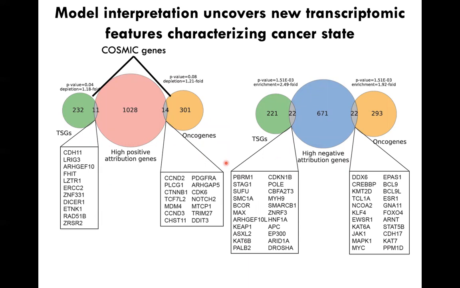in the COSMIC database. If you look at the overlap here between genes that we find with high positive attribution values or genes that are enriched in cancer, and the overlap with COSMIC tumor suppressor genes or oncogenes, you can see that the overlap is very minimal. It's also true for genes that are depleted in cancer. So this indicates that we uncovered new molecular components characterizing cancer state. If the genes that make up our transcriptomic definition of cancer differ from known oncogenes and tumor suppressor genes, is it also true for their functions?